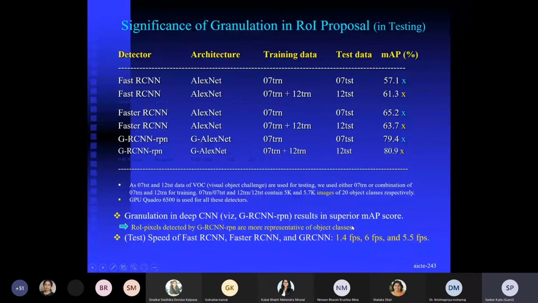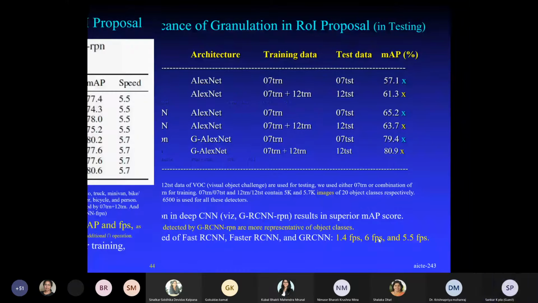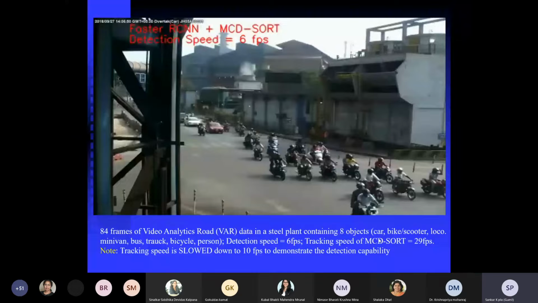However, the test speed of RCNN is 1.4 frames per second, and faster RCNN 6.1. So faster RCNN has got better speed than the first one. It's better than the fast one. Similarly, I can go on with FRPN. Now let's see some results. Say faster RCNN, 6 frames per second detection speed.